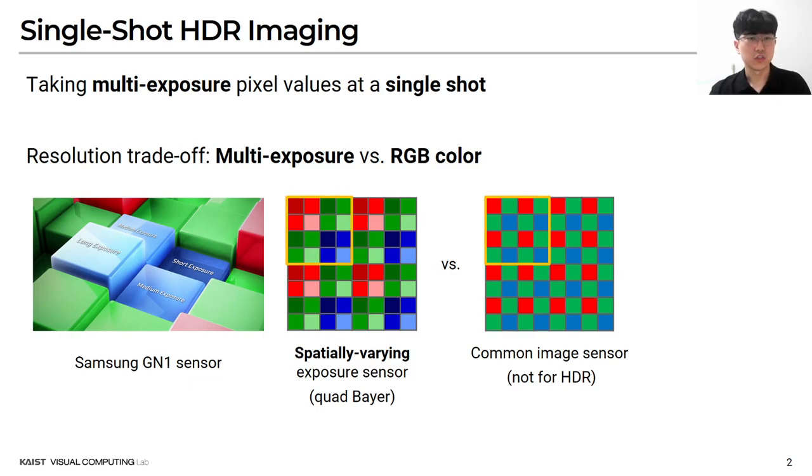Single-shot HDR imaging allows us to extend the dynamic range of the captured scene since it obtains information from multiple exposure levels in a single shot. However, one drawback is that the RGB color value is reduced to acquire multi-exposure level information.